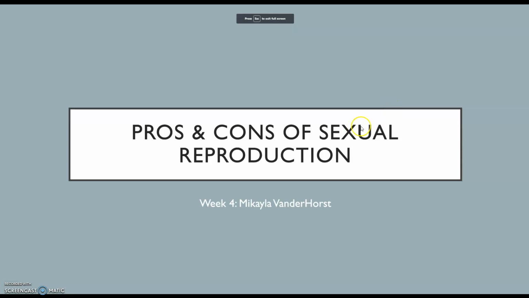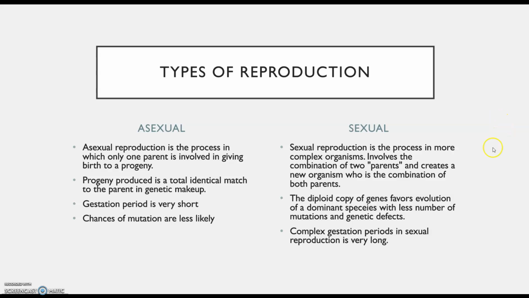Pros and cons of sexual reproduction. There are two different types of reproduction. There's asexual, which is the process in which only one parent is involved in giving birth to a progeny.